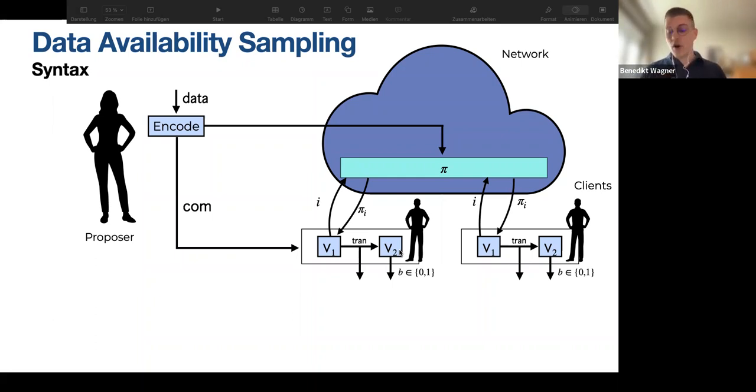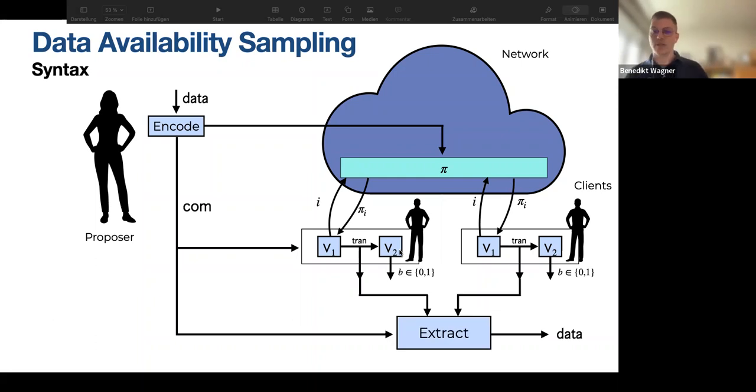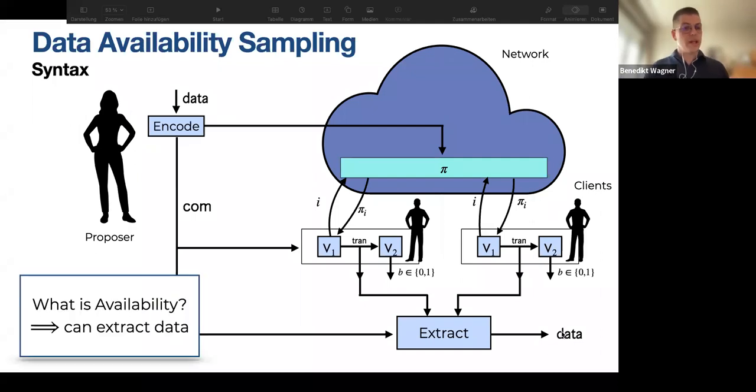And we formalize this via an extractor. This is an algorithm that takes as input some set of transcripts and also the commitment, and it extracts the data. From now on, we will always say data is available if this algorithm can extract it. So availability means the extractor can extract it.